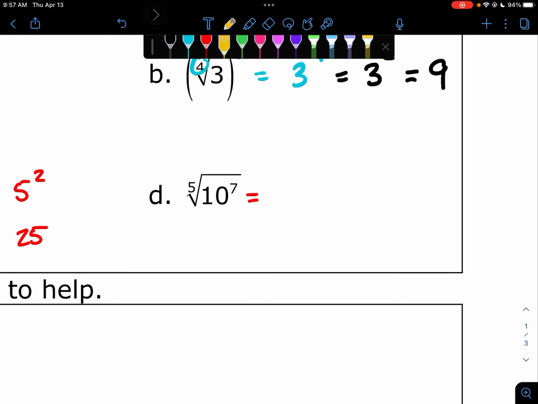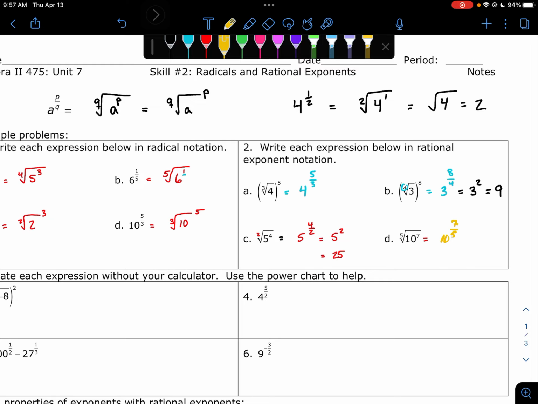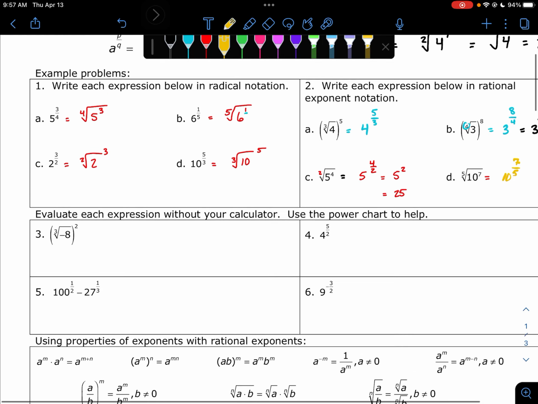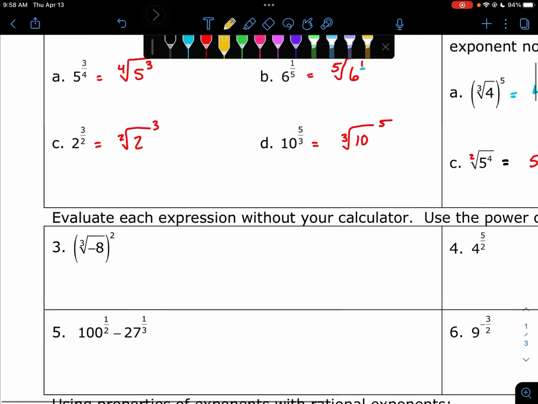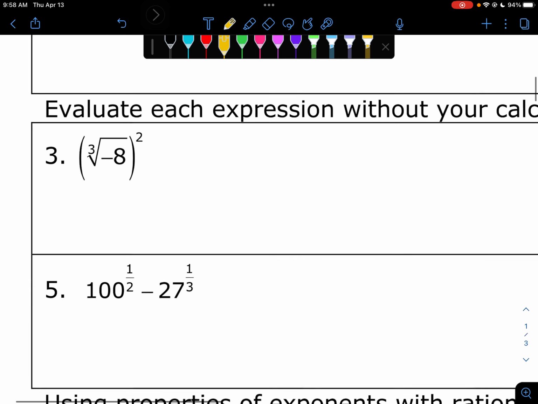So let's convert this to a different form. This becomes my denominator. And the 7 becomes my numerator. 10 to the 7/5. So hopefully you're feeling a little bit more comfortable with this. And now let's do some evaluating. So here, we couldn't really do anything, but sometimes we can.